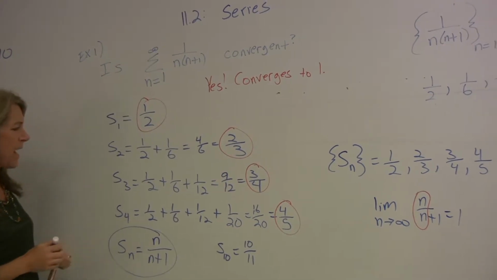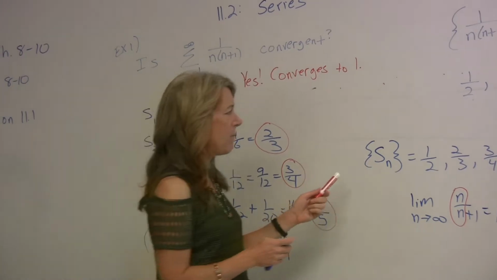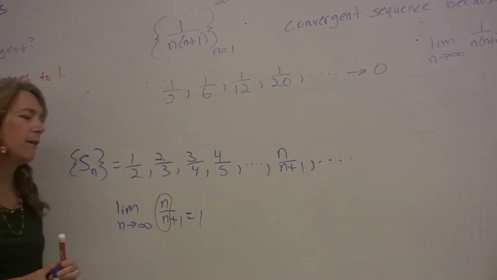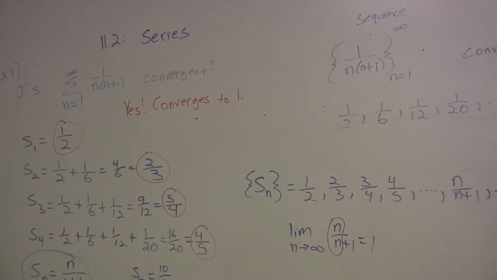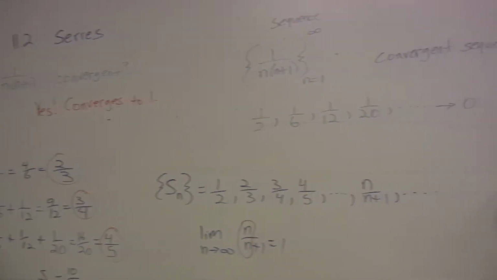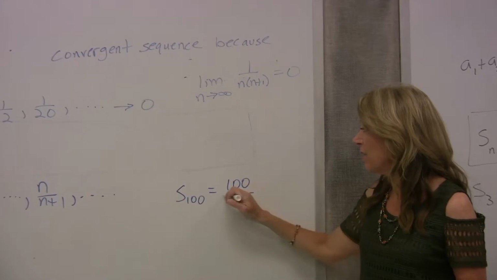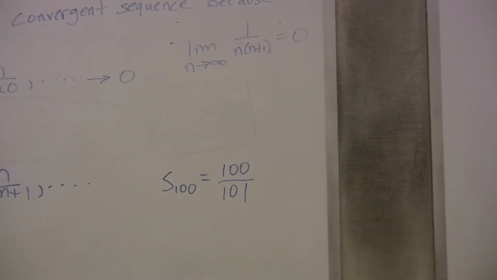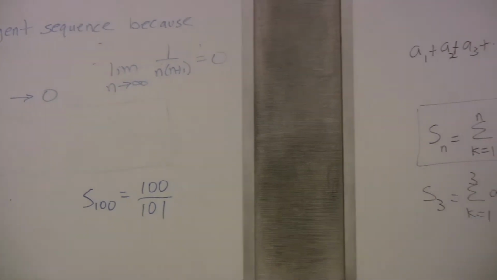What am I going to get if I add 100 terms? Well, I won't get 1. Careful. If I add 100 terms, it'll be 100 over 101. Closer to 1. It'll be almost 1, but not quite. But if I could add them forever, I'd get 1.